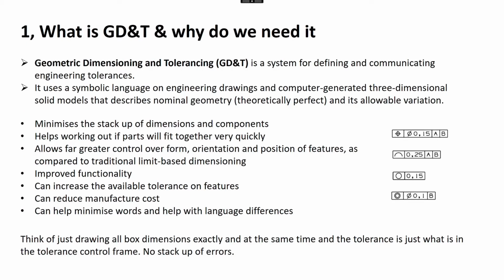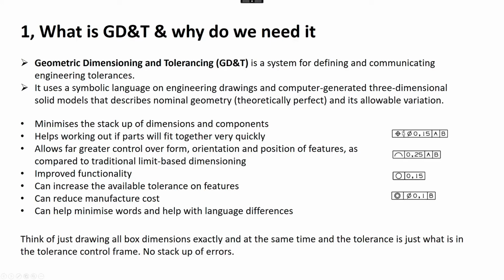Geometric dimensioning and tolerancing is a system for defining and communicating engineering tolerances. It uses symbolic language on engineering drawings and on 3D models to describe what you want. So instead of saying this face needs to be flat, or this face needs to be square, or this face needs to be parallel to this face, we get rid of all those words that would normally be on the drawing, and we replace them with these boxes. So these are the GD&T symbols that we use.